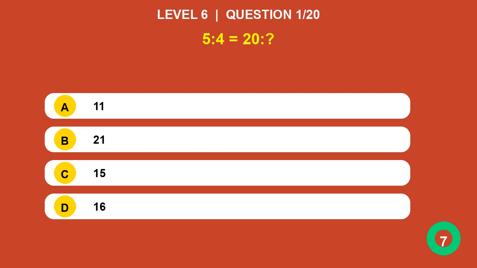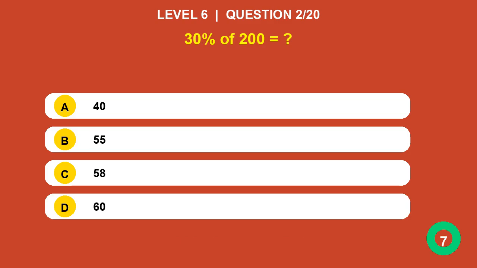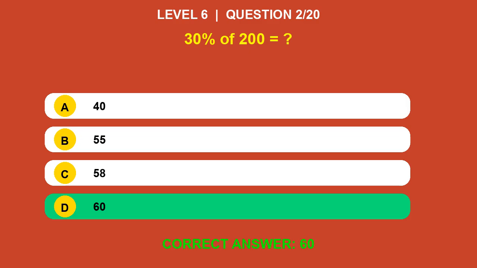5:4 equals 20? Answer is 16. 30% of 200 equals? Answer is 60.